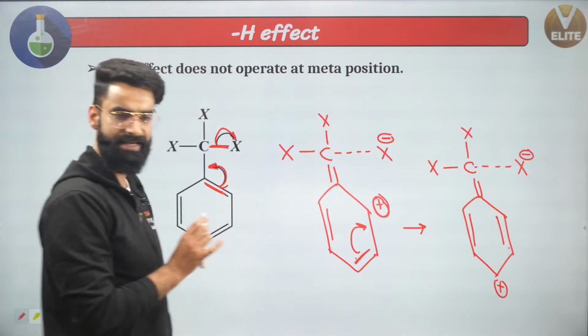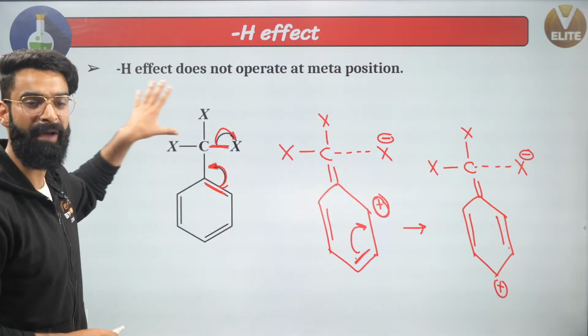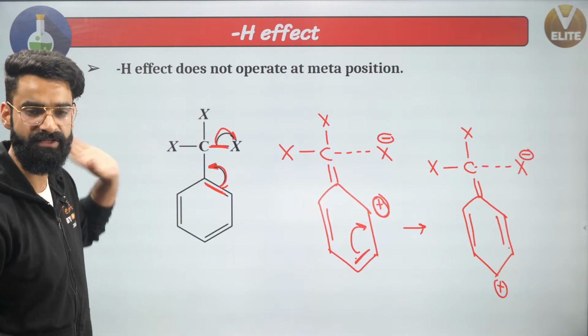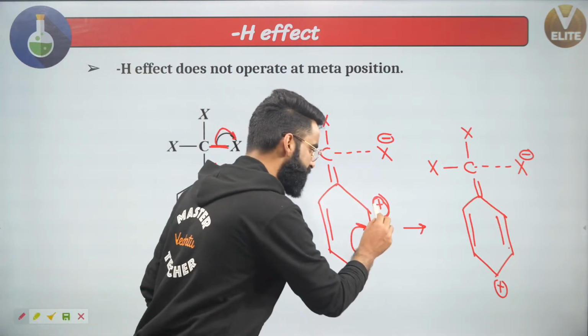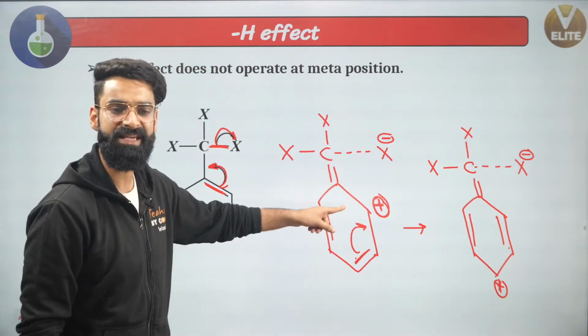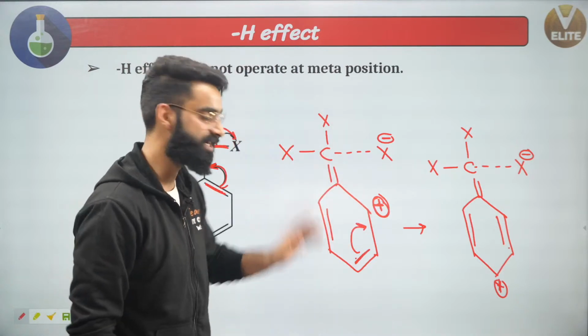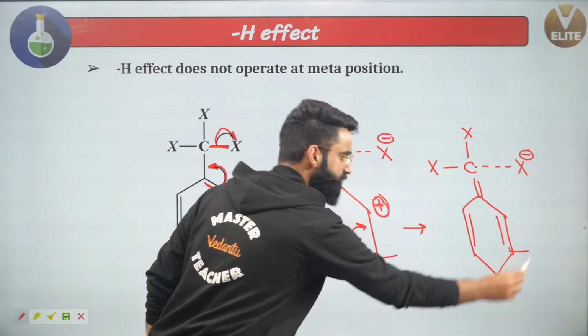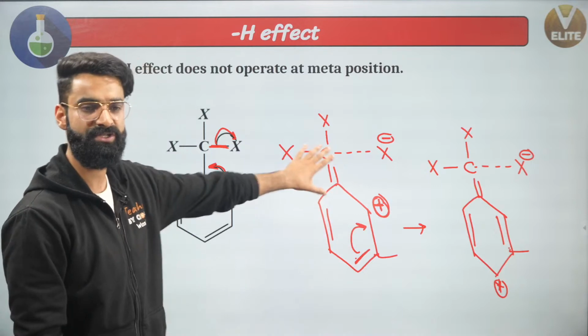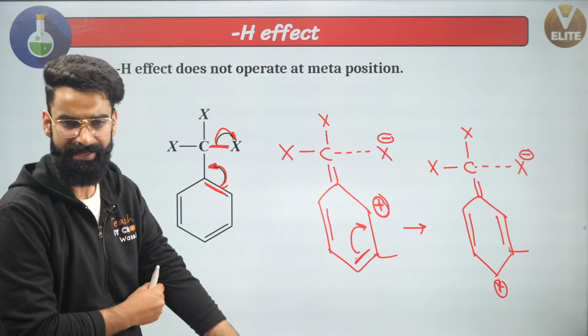So people, can I say due to the hyperconjugation, due to the minus H effect of this CH3 group, positive charge is being generated on this position or on this position? Can I say positive charge is being created on ortho and para position only? Is positive charge being created at meta position? Positive charge is not being created at meta position. So I'll say minus H effect does not operate at the meta position, right?